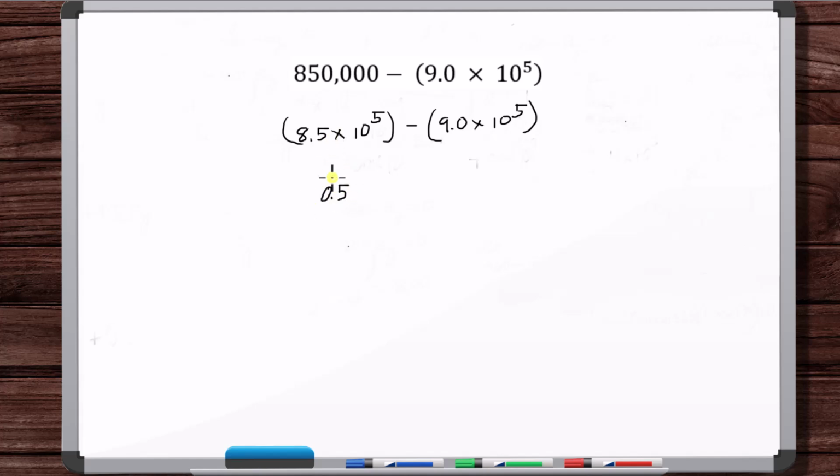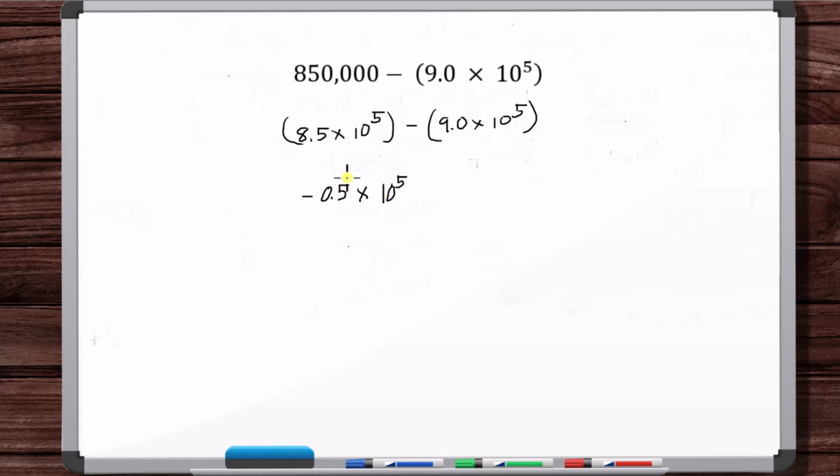And this is correct as far as significant figures. We don't say, well, this has two significant figures, this has two significant figures, so let's put a 0 here. We don't do that because we can't have more digits to the right of the decimal point than the least of these two numbers had. So we leave it like this, and then times 10 to the 5th.